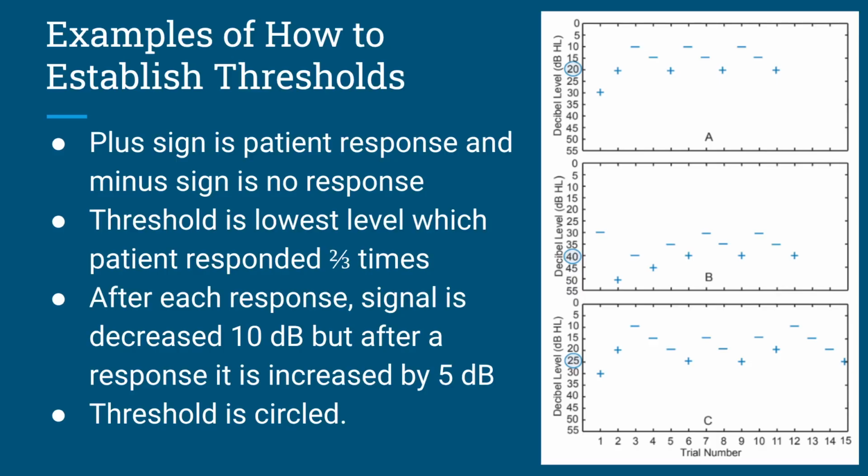Got no response, presented at 20. Got a response, dropped it down to 10. No response. Now we're at 15. No response. Now we're at 20. No response. Now we're at 25. Got a response. That's the third ascent where we got a response at 25 dB. That is our threshold.